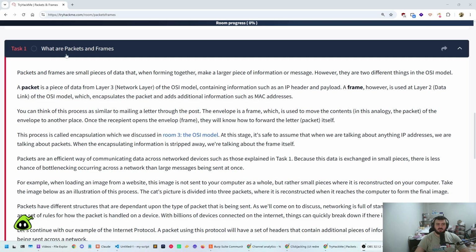So we're going to start with task 1. What are packets and frames? Packets and frames are small pieces of data that, when forming together, make a larger piece of information or message.